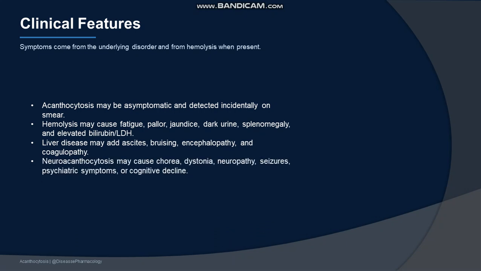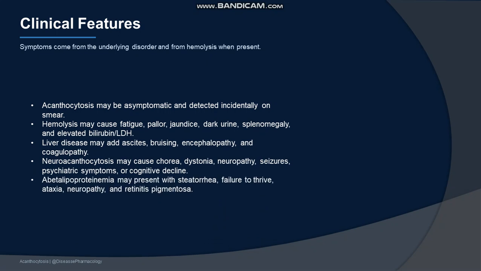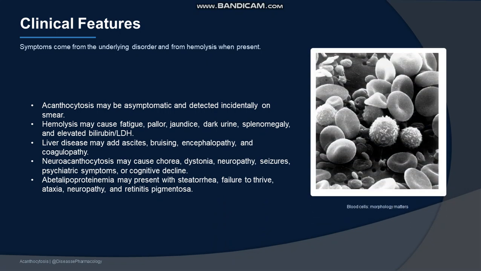Neuroacanthocytosis may cause chorea, dystonia, neuropathy, seizures, psychiatric symptoms, or cognitive decline in patients. Abetalipoproteinemia may present with steatorrhea, failure to thrive, ataxia, neuropathy, and retinitis pigmentosa. That is the blood cell morphology in which you are seeing the biconcave normal red blood cells as well as the spiky cells with projections.